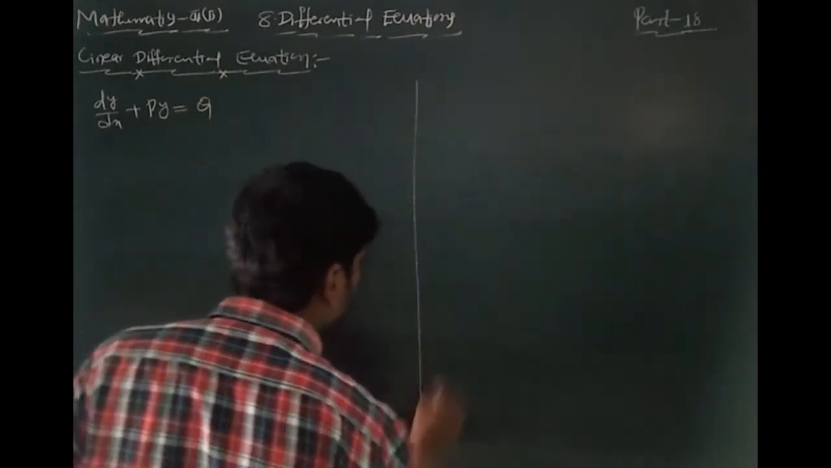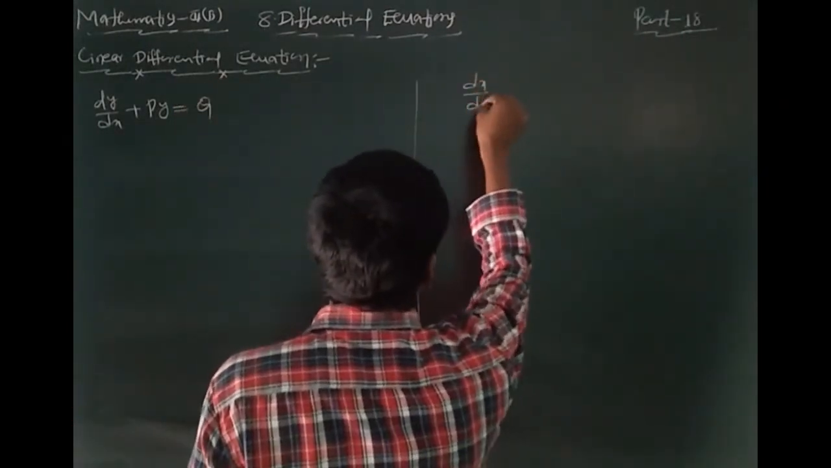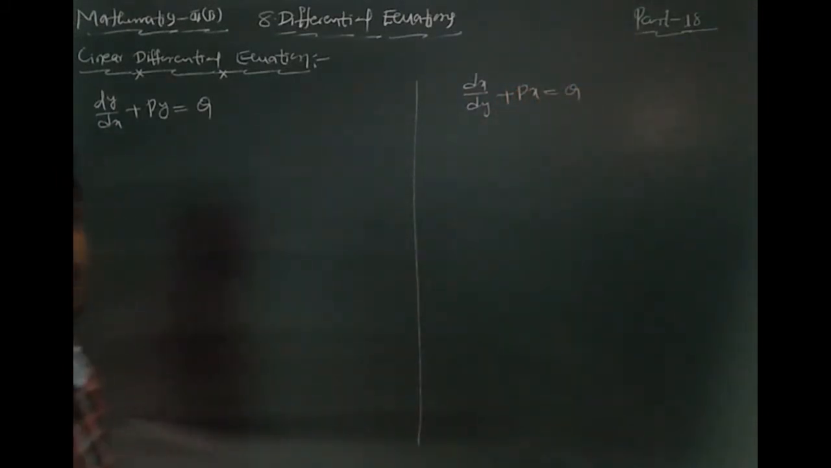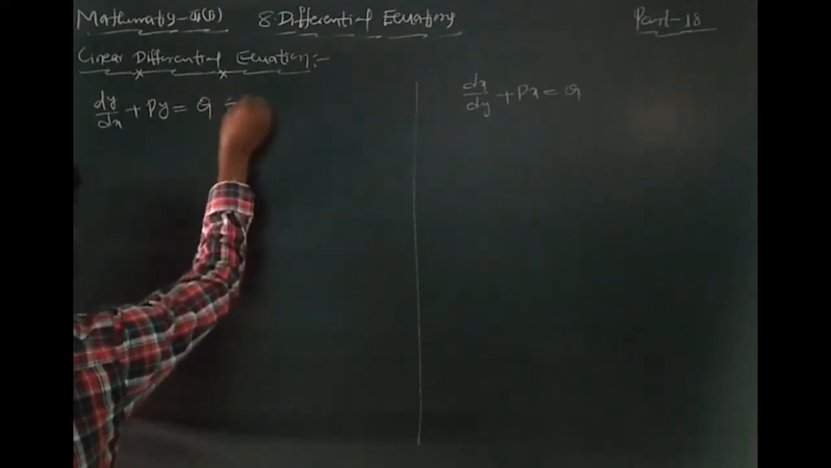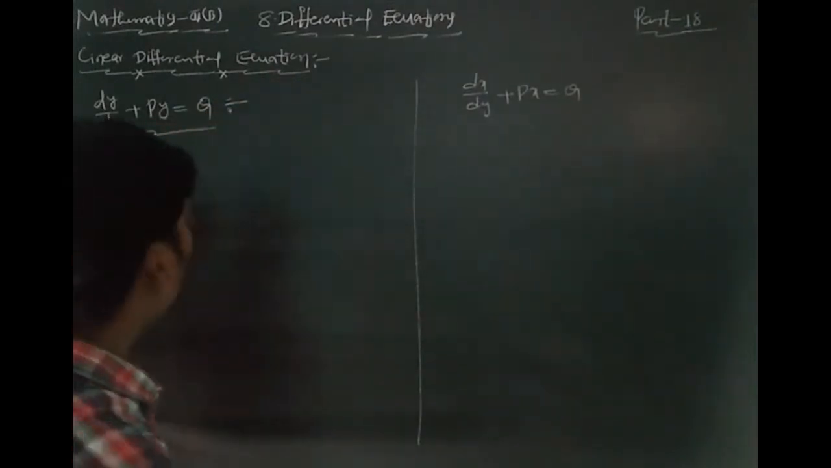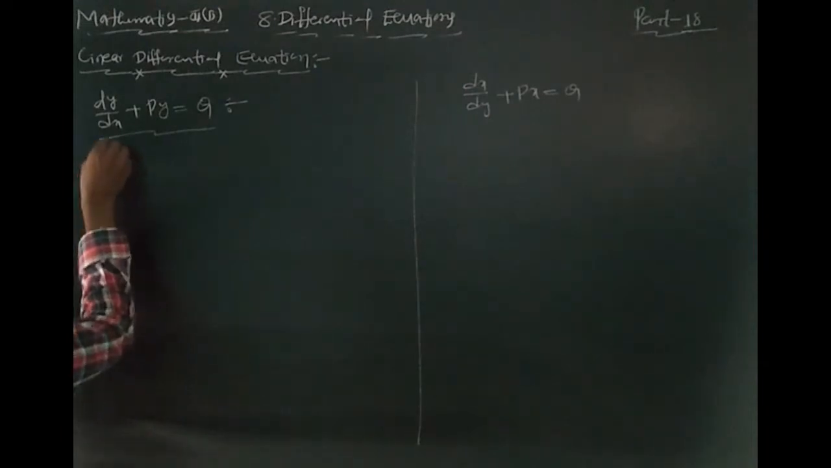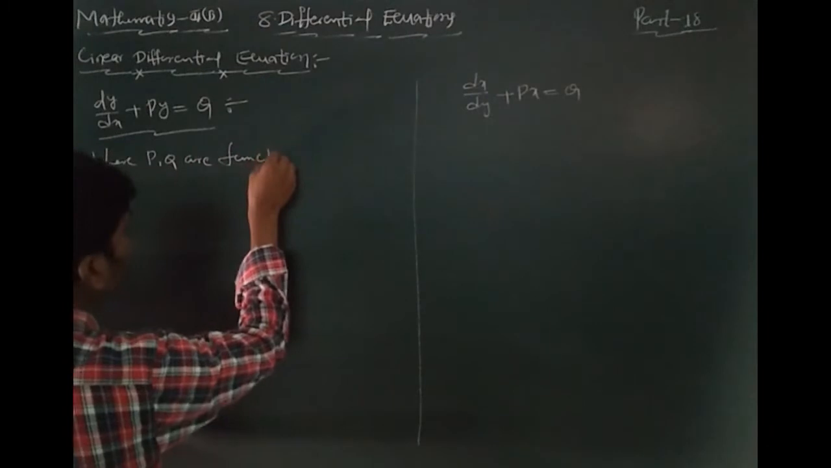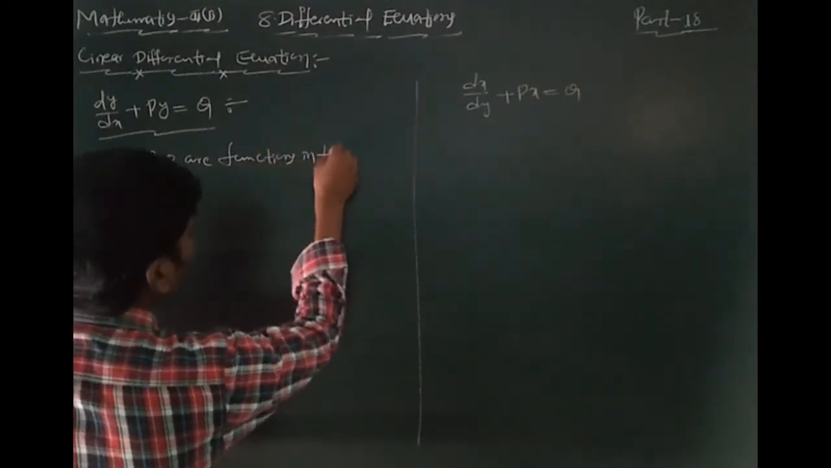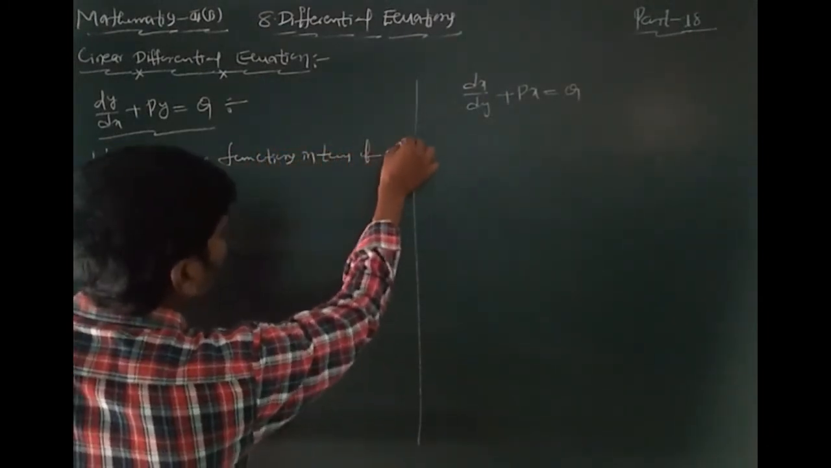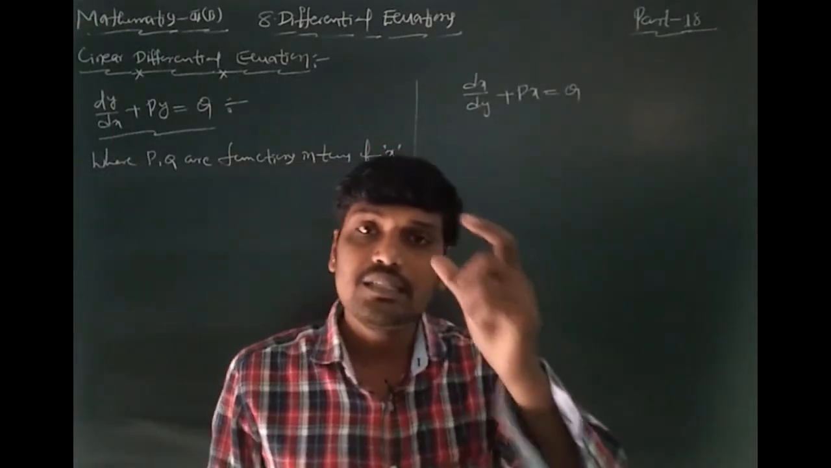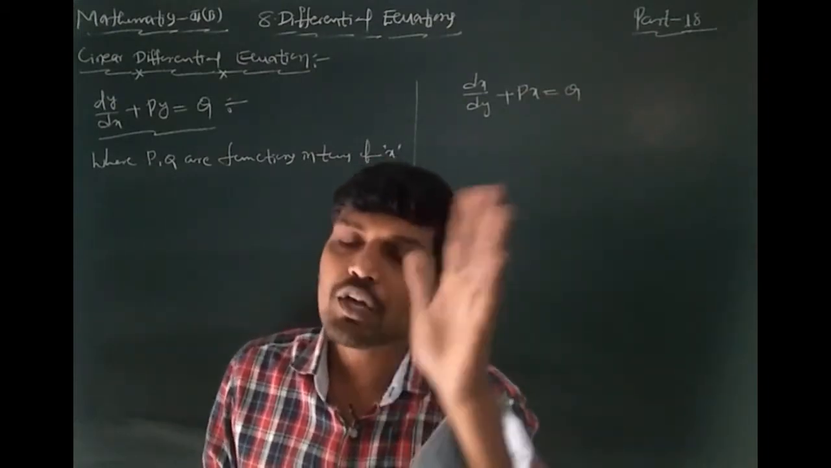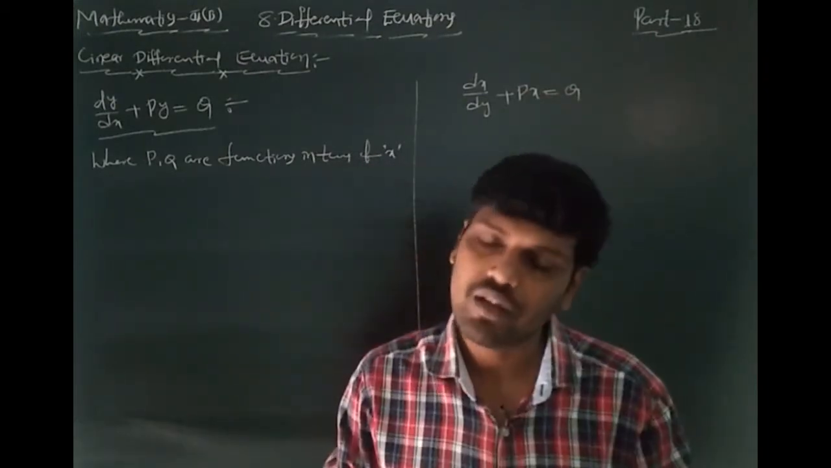What is the second form? The second form is dx by dy plus px is equal to q. This is the second form of the linear differential equation. In the first form, p comma q are functions in terms of x. Understood or not? In this first form, dy by dx plus py equal to q, here p comma q are functions in terms of x.